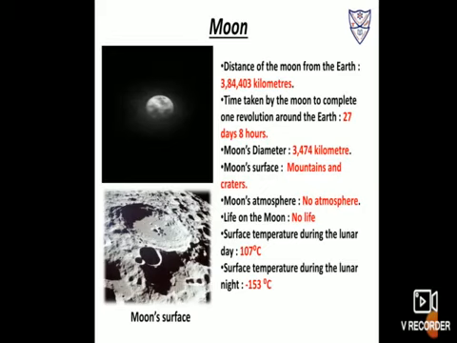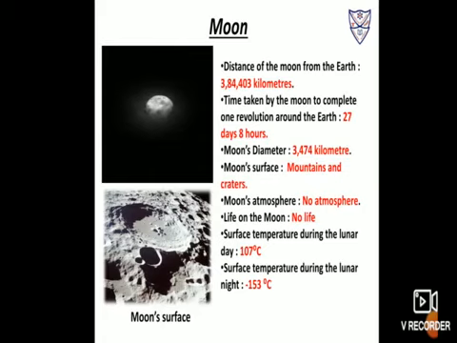Moon surface. The Moon surface is made up of mountains and craters. Craters are saucer-shaped holes formed when asteroids and comets from space hit the Moon surface. What more can you see on the Moon surface? There are many steep and high mountains on the surface of the Moon.